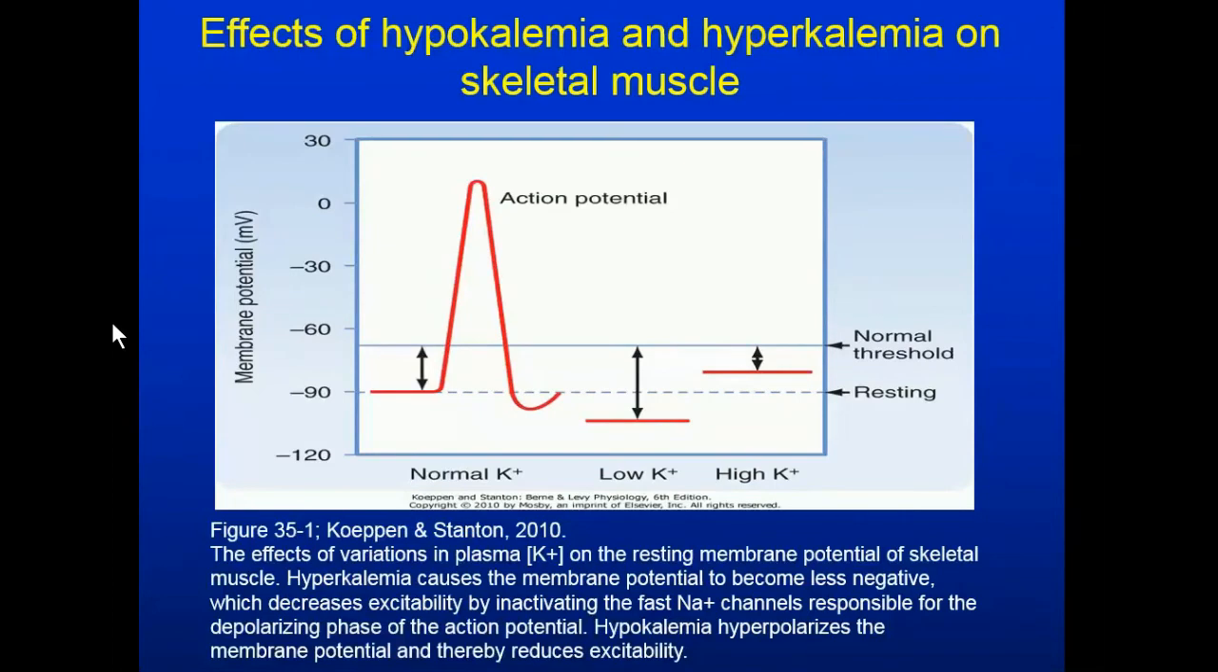You might think that the cell then becomes more excitable, but in fact, this inactivates the fast sodium channels responsible for the depolarizing phase of the action potential, thereby reducing the excitability of the cell. In severe hyperkalemia, the resting membrane potential may even rise above the threshold, making the cells unable to repolarize after conducting an action potential, and this can lead to paralysis. So either way, you can see that alterations of potassium ion concentration outside of the normal range isn't good news.